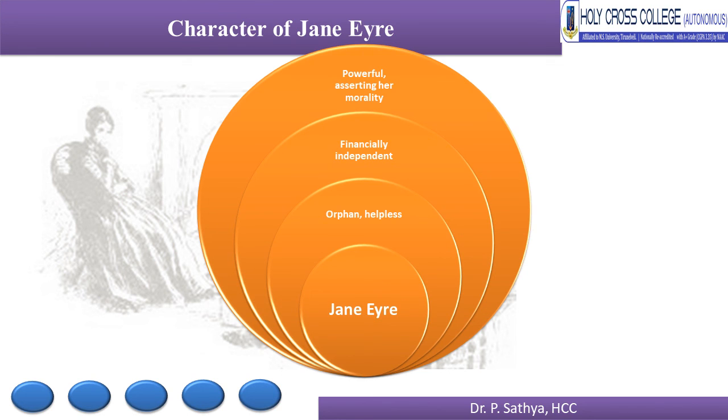So we see the character of Jane Eyre in the beginning of the novel as an orphan who is helpless. Later, she becomes financially independent and finally she becomes very powerful, asserting her morality.